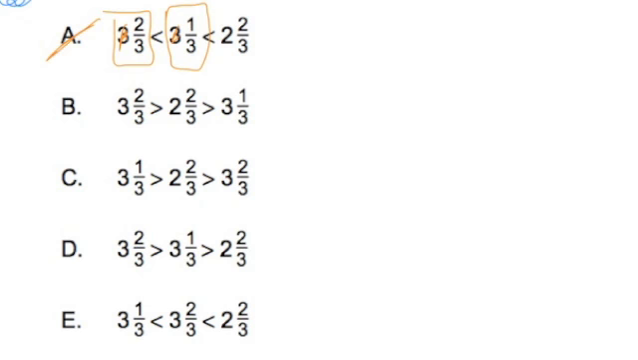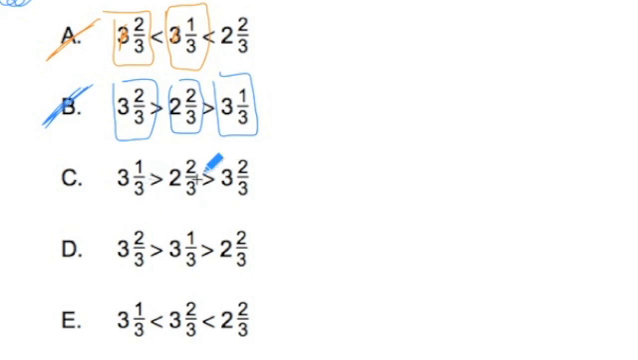Let's look at option B here. 3 2/3, is that greater than 2 2/3? Yes. So far that looks really good. That's looking pretty good. Now let's go to this other one. Is 2 2/3 greater than 3 1/3? If you just want to think about 2 and 3, 2 is not greater than 3, so we'd be able to eliminate B.